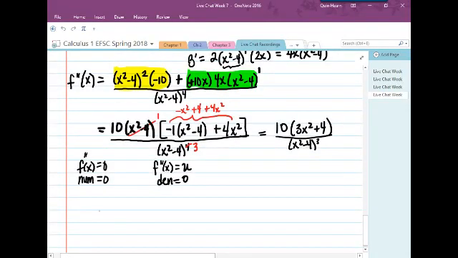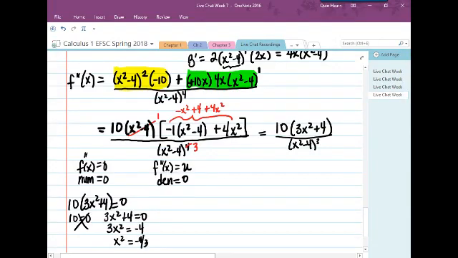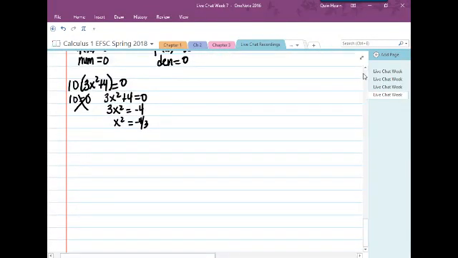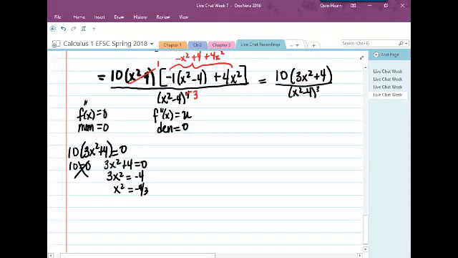So let's see. If we set the numerator equal to 0, we have 10 times 3x squared plus 4 equals 0. All right, it is impossible for 10 to equal 0, but I'm going to write it anyway because you set each factor to 0. So we have 10 equals 0 or 3x squared plus 4 equals 0. That can't happen. Let's see what happens here. We get 3x squared equals negative 4. That means x squared equals negative 4/3. X would have to be an imaginary number. So there are no real value x's for which the numerator would equal 0. So it doesn't happen.